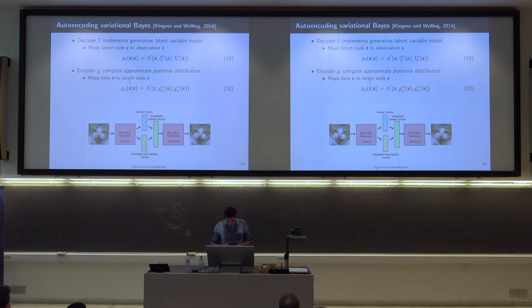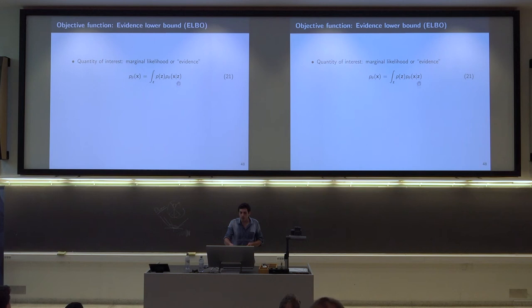Okay. So the quantity of interest is this marginal likelihood that we're trying to compute. And as we said before, it's intractable because of the nonlinearity. So we mentioned before that one could try using this.